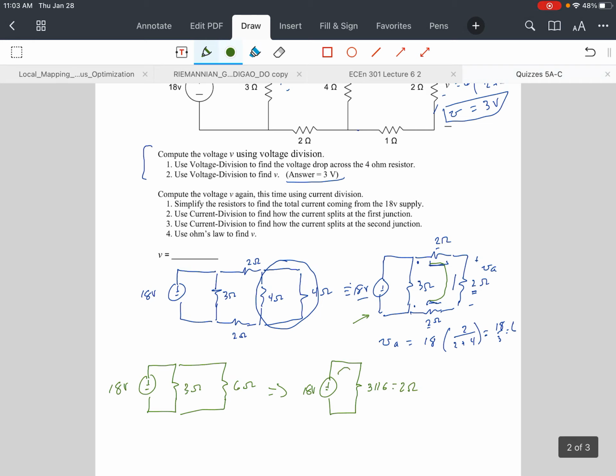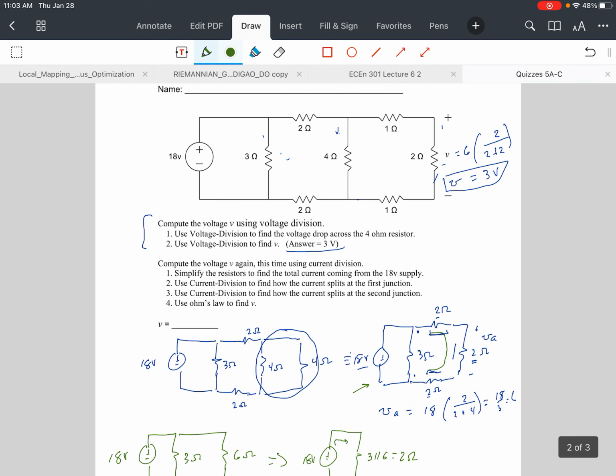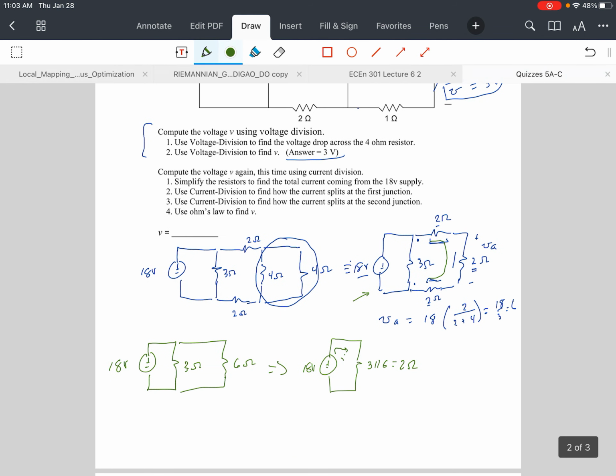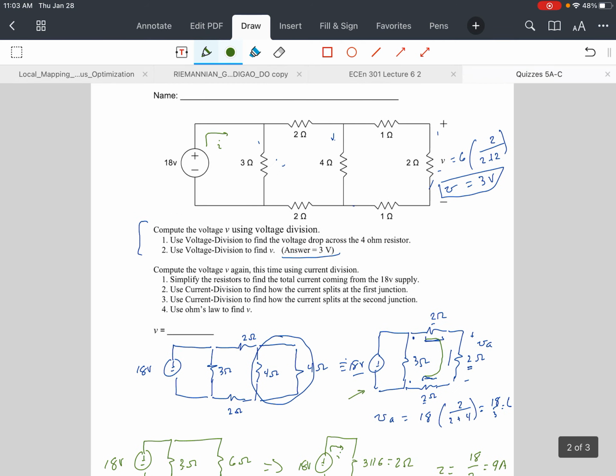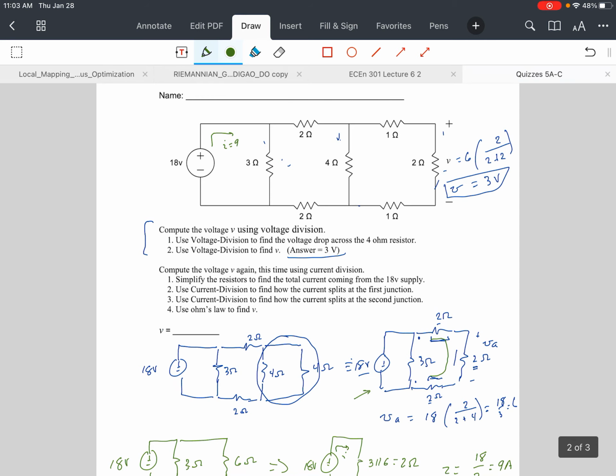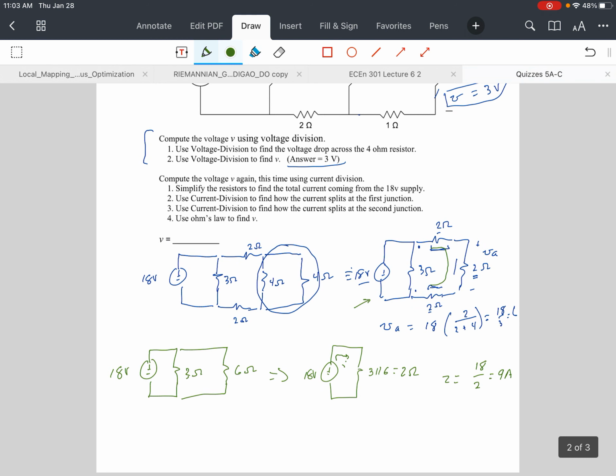The current that would flow in this equivalent resistance here, which is the same as this current I, is going to be, using Ohm's law, 18 divided by 2, which is 9 amps. So we can come back here and say that this is 9 amps.